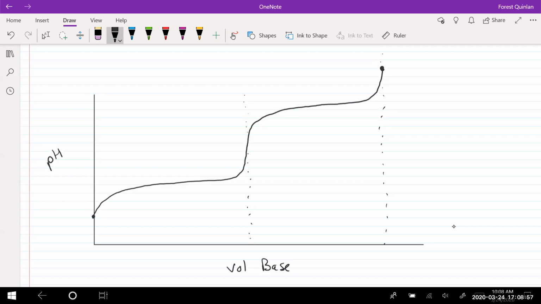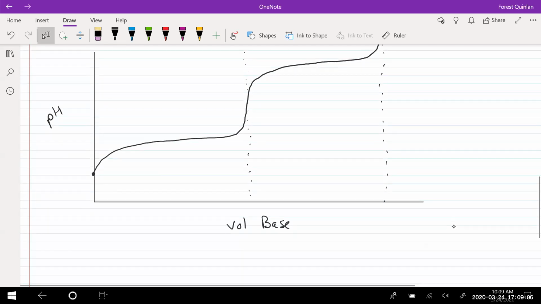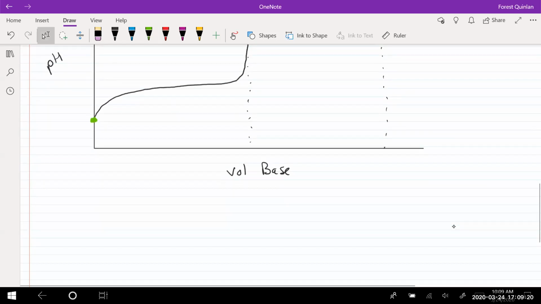Now, if we take a look, we actually have a couple of points that we can already put on here because we've already been doing them. And I proved it to you the last time. The first one would be the initial point right here. What equation did I say would govern determining that initial point? You guys remember?